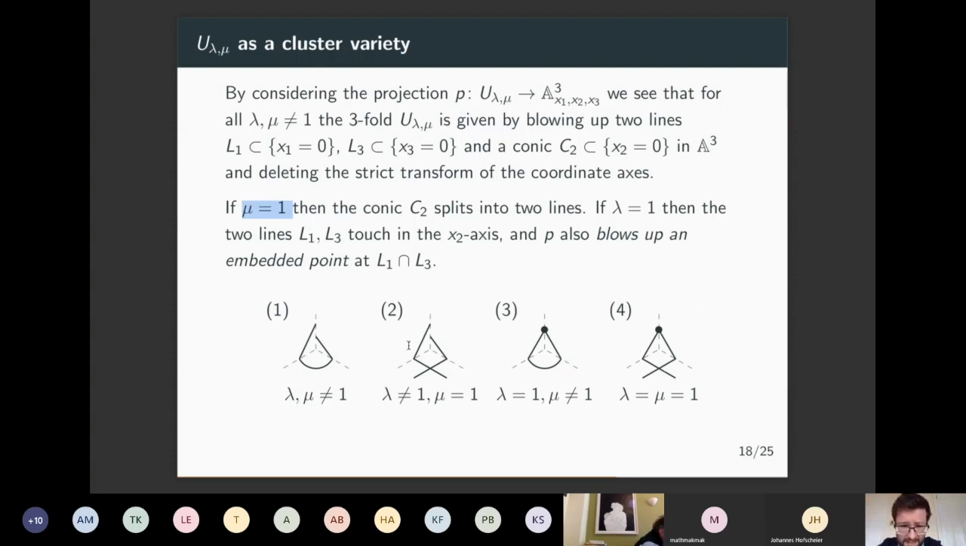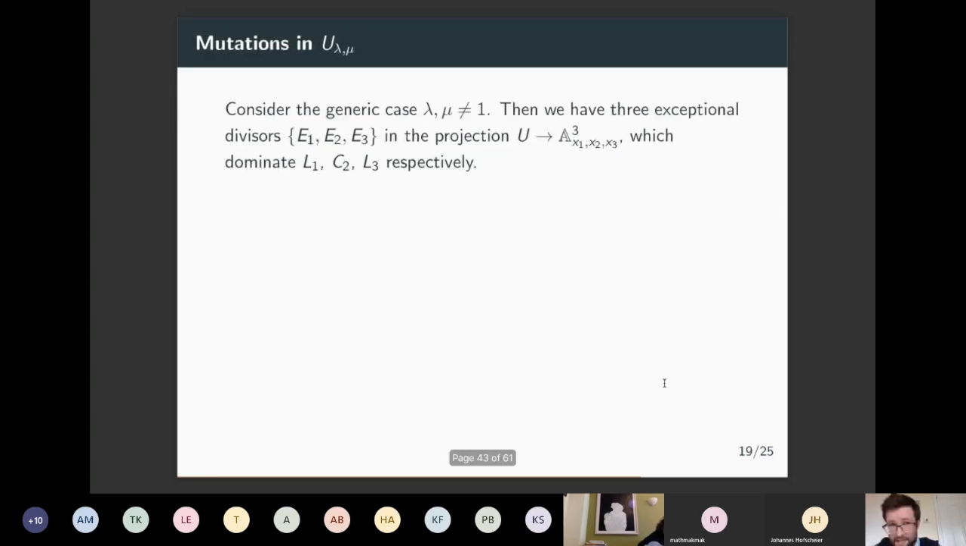So in case 1, this cluster variety is given by blowing up three things, two lines and a conic. In case 2, I have to blow up these 4 lines. In case 3, I have to blow up an embedded point, 2 lines and a conic. And in case 4, I have to blow up a point and 4 lines, as you see. And so if I consider the generic case where lambda and mu are not equal to 1, then I have 3 exceptional divisors for the projection.